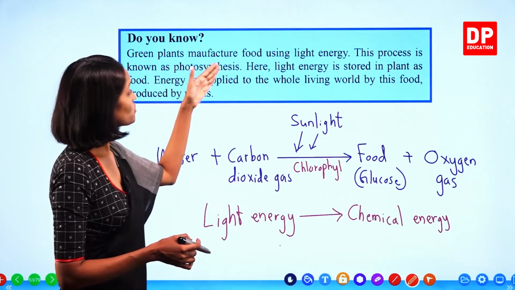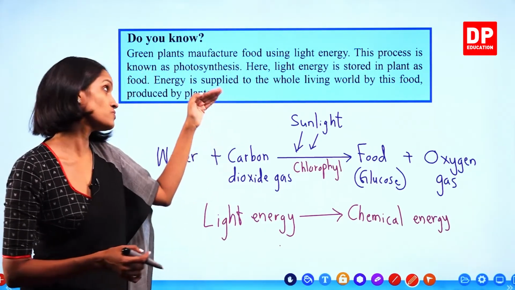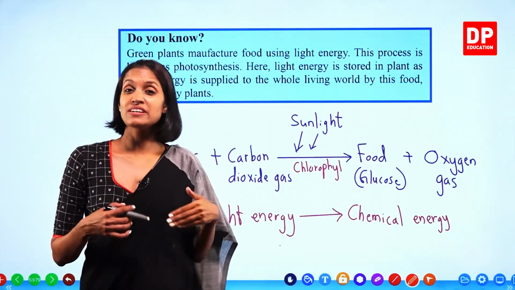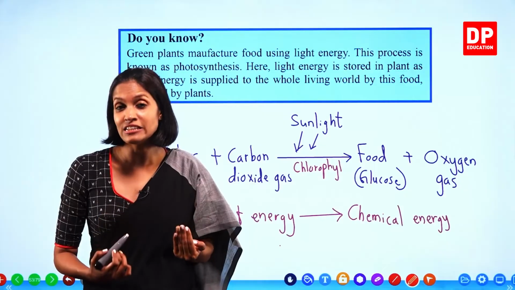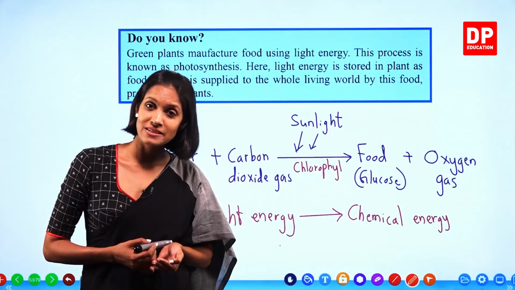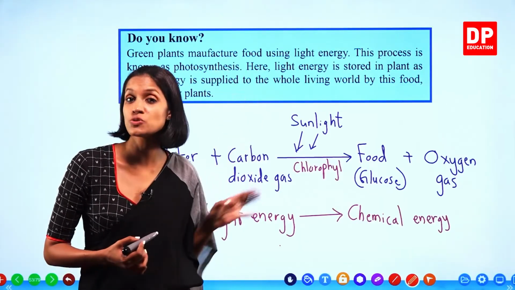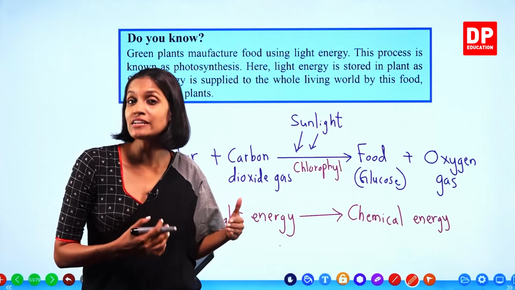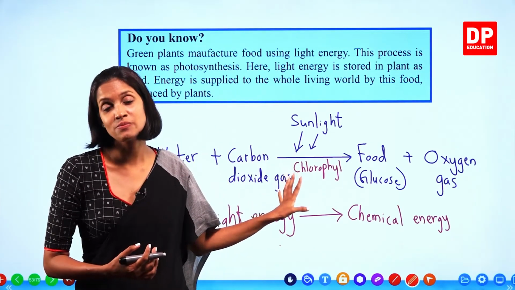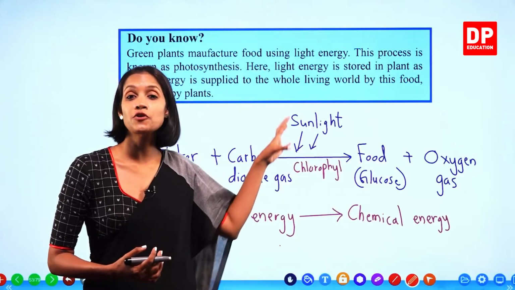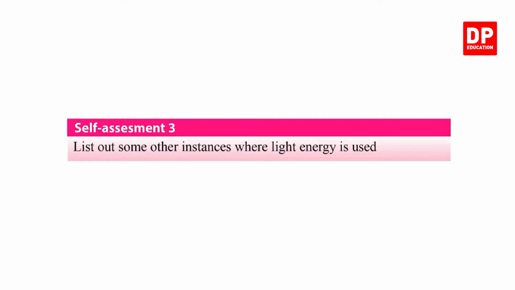Energy is supplied to the whole living world by this food produced by plants, because we already learned that when we consider animals, all the animals directly or indirectly depend on plants. Right, children? So you all know how important this photosynthesis process is. So if light energy was not there, will this happen, children? No, it's not possible to make this happen without sunlight. Right, children? Let's move to the next.